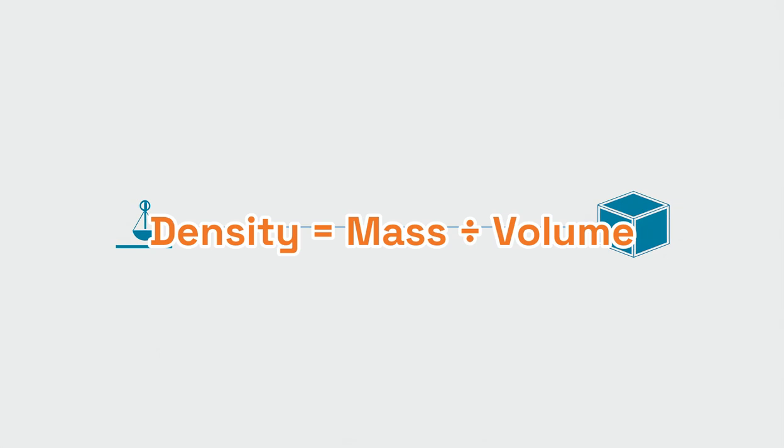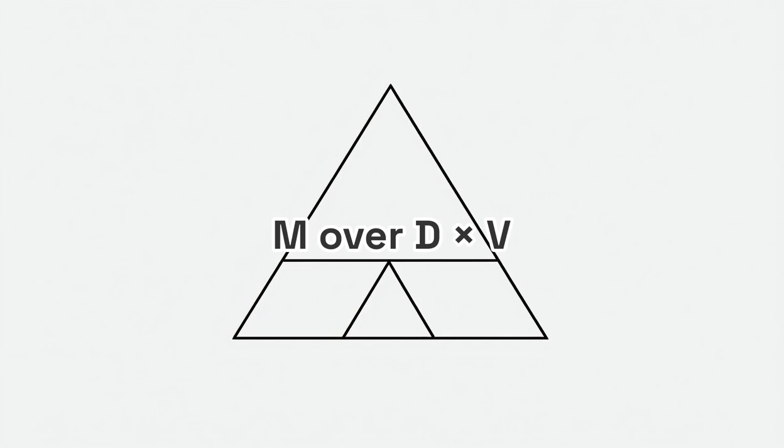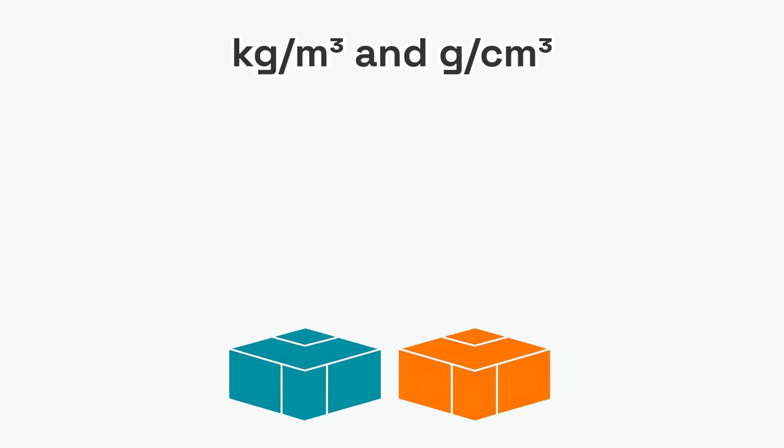The formula is density equals mass divided by volume. We usually write that as a triangle to help remember it. Density is measured in kilograms per cubic meter or grams per cubic centimeter.